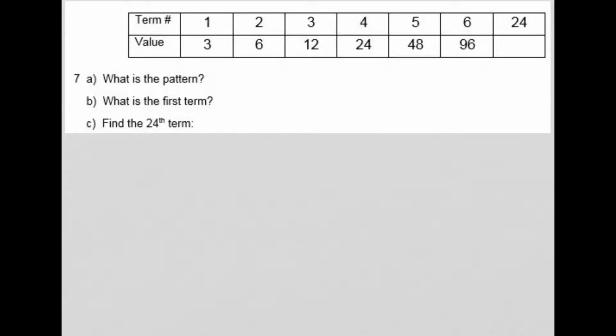Here's our first sequence. Starts at 3, first term is 3. What's my pattern? 3 to 6 to 12 to 24. It looks like I am multiplying by 2. Okay, I have a first term and a pattern. I'm ready to go. I could find the 24th term. That's not very far away, but since it's geometric, it's going to be a very big number.